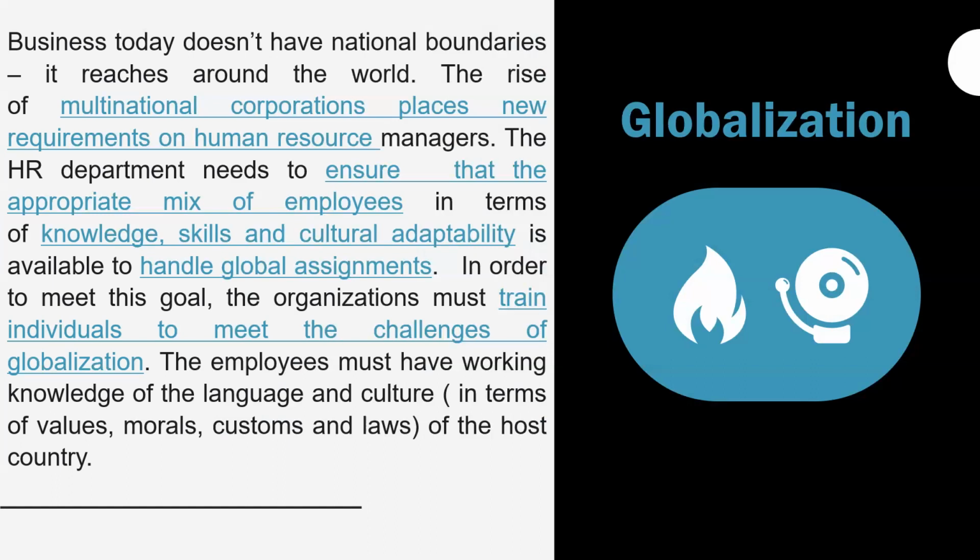The employees must have working knowledge of the language and culture in terms of values, morals, customs, and laws of the host country. So if you have been introduced to BPO, business process outsourcing, and if you have friends or if you are working in a BPO company and your client is from a Western country, you actually have been trained in terms of values, morals, customs, and laws of your host country, of your client. Why do you think you are trained to respond to your clients? This is because of globalization.